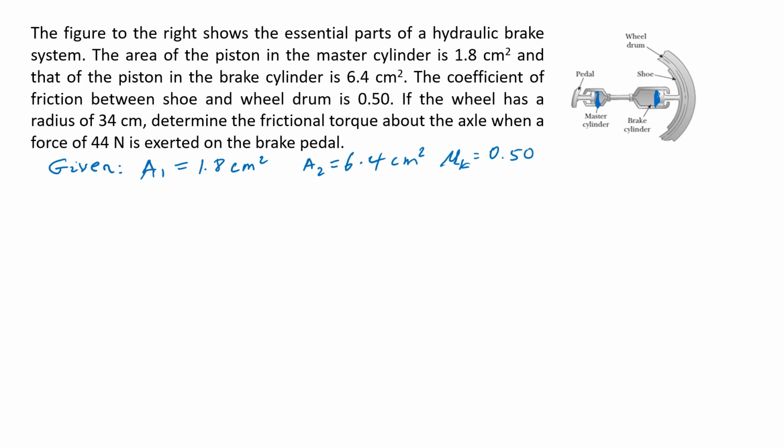And in addition to that, we are given the radius of curvature from the axle to the drum, and that is 34 centimeters. This is equal to 0.34 meters. You also know that the force exerted on the pedal, F1, is given. That's 44 newtons. And what we are required to find is the frictional torque.